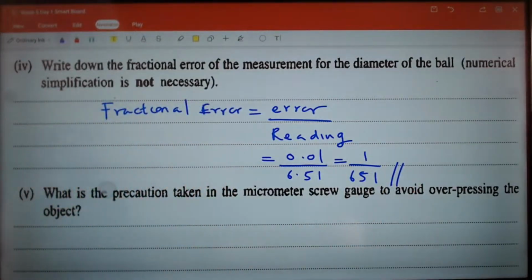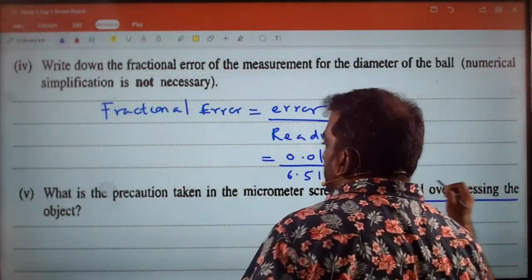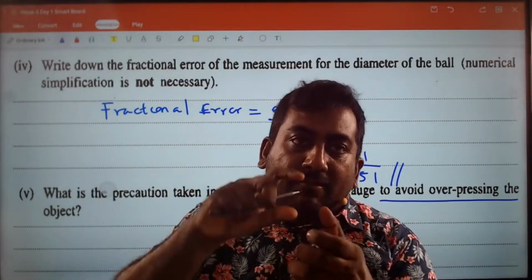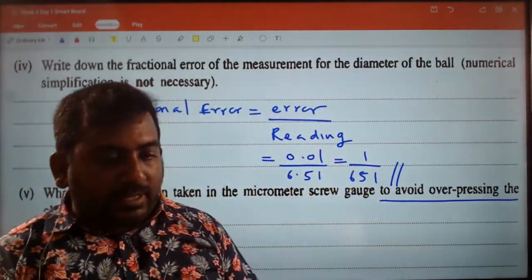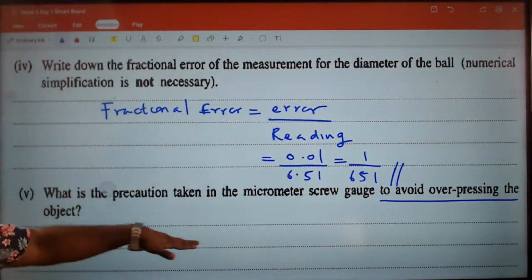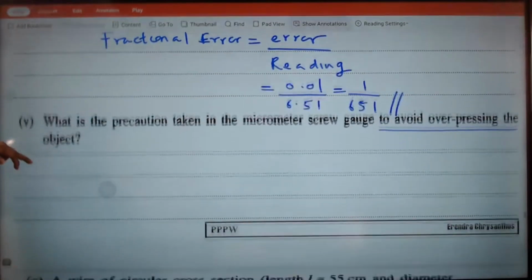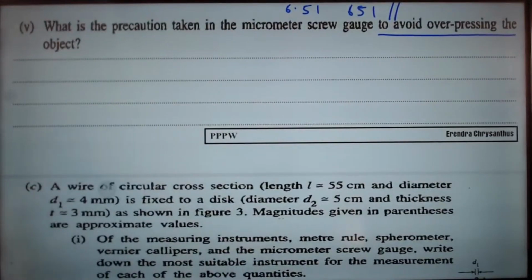What is the precaution taken in the micrometer screw gauge to avoid overpressing of the object? We rotate using the ratchet screw until a click sound is heard.